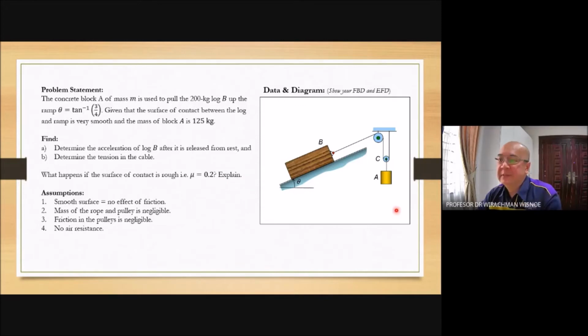Explain. Okay, you have a log, it can move upward or downward, and then you have a block A. You have one cable connected to B, but you have two cables connected to A. So the assumptions here: one, smooth surface, no effect of friction. Mass of the rope and pulley is negligible. Friction in the pulleys is also negligible, and no air resistance.